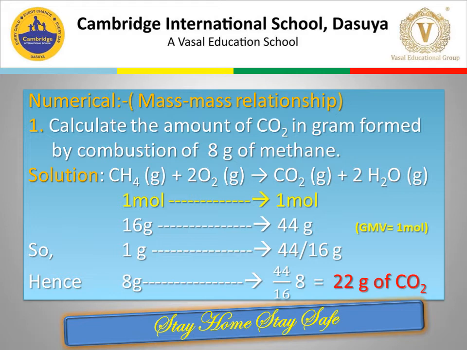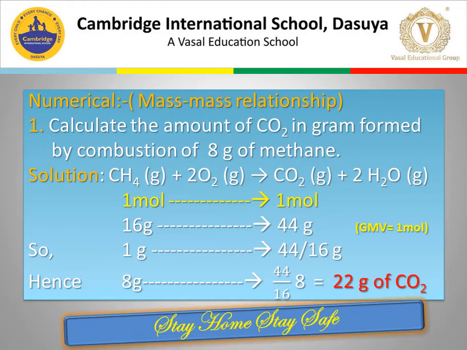This gives 1 mole of carbon dioxide, and the gram molar mass of carbon dioxide is 44 gram. So in place of 1 mole we have written 16 gram and 44 gram respectively for methane and carbon dioxide. If we know for 16 gram we can find it for 1 gram also. So 1 gram of methane gives 44 upon 16 gram of carbon dioxide using the unitary method.